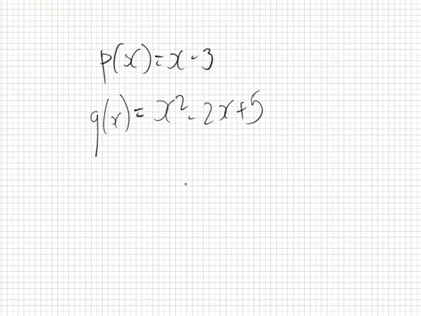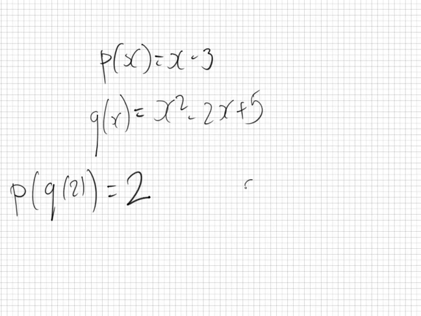Okay, so they want you to calculate p(q(2)). So I put the 2 into the q. 2 squared is 4. 4 minus 4 is 0. Plus 5 is 5. And then the 5 goes into the p. 5 minus 3, so that's a 2. And then we do it the opposite way now. First I put the 2 into the p. 2 minus 3 is minus 1. And then the minus 1 goes into the q. Minus 1 squared is 1. Minus 2 times minus 1 is plus 2. So 1 plus 2 is 3. Plus 5 is 8. Right, just double check that.